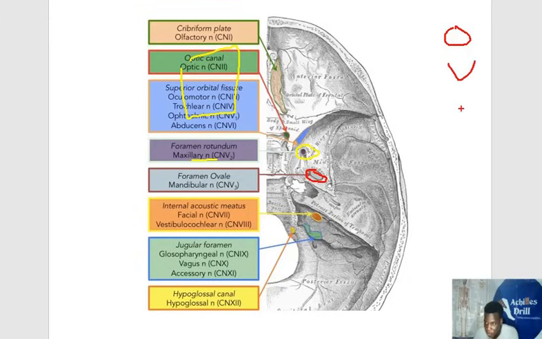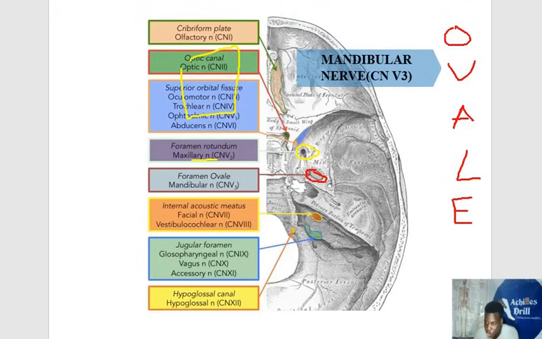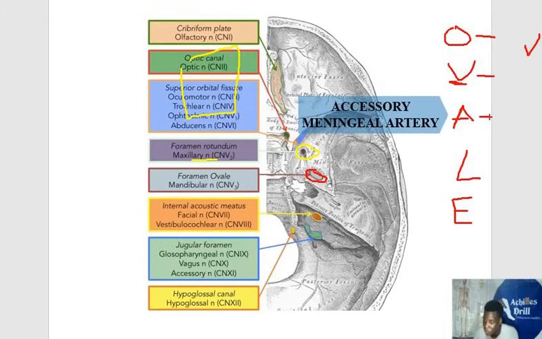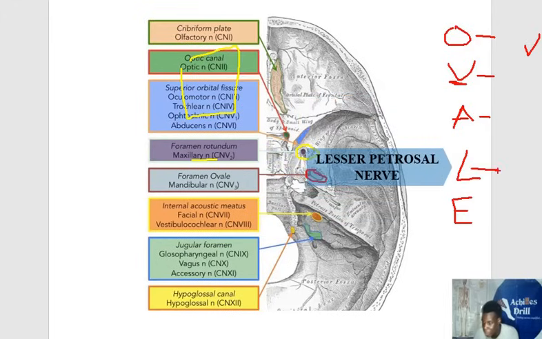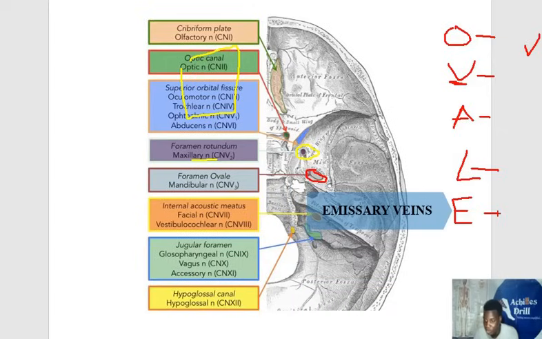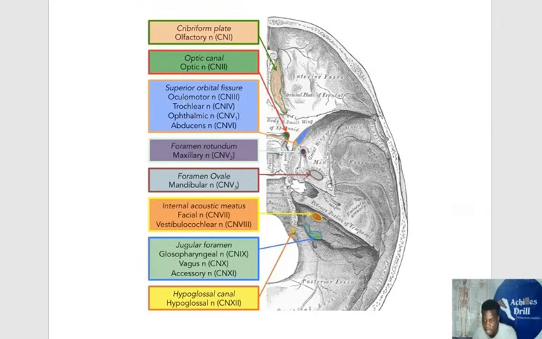There is a mnemonic for it, OVALE. The O stands for otic ganglion, the V stands for the third branch of the trigeminal nerve. The trigeminal nerve is V, of course, the fifth cranial nerve, so the third branch of it is the mandibular branch. A stands for accessory meningeal artery, L stands for lesser petrosal nerve, and then E stands for the emissary veins. Emissary veins also pass through that foramen. Okay, the foramen ovale.